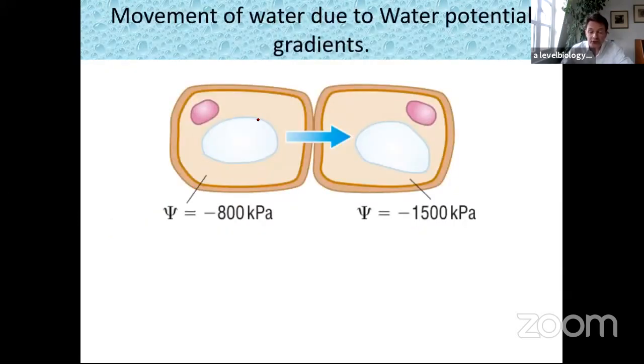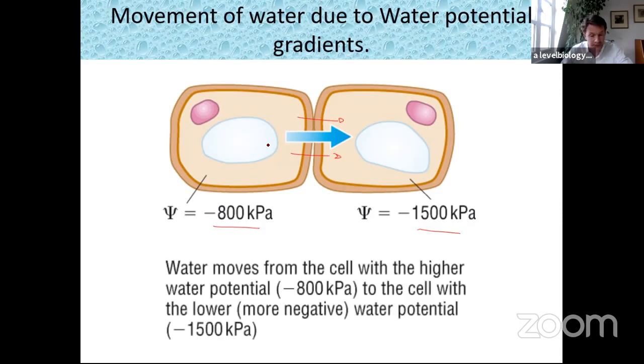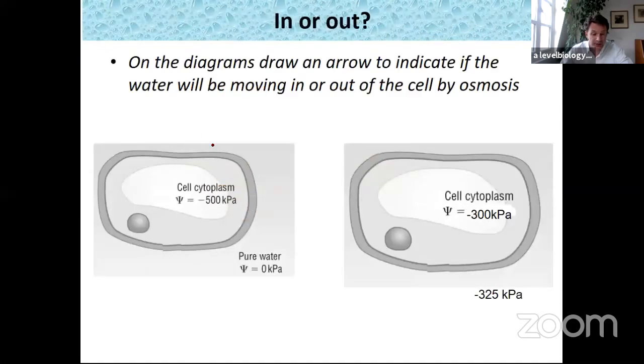So here we've got two cells. One cell here has a water potential of minus 1500, and this one here minus 800, so the water will move down its water potential gradient across the cell membrane into a more negative water potential. Which way will it go here? Well, we've got 0 outside, we've got minus 500 inside, so the water will move in. Whereas in this case, we've got minus 300 and the water will move out.